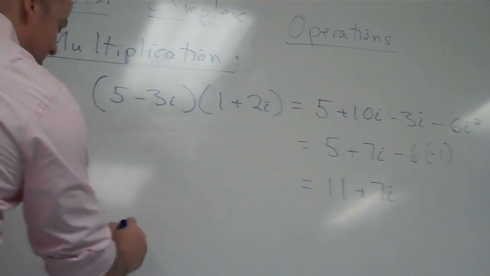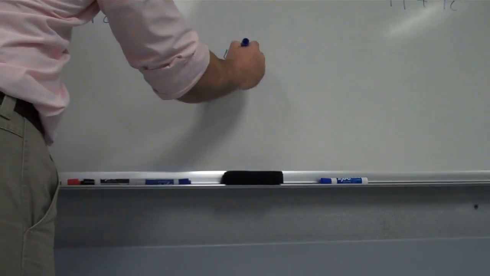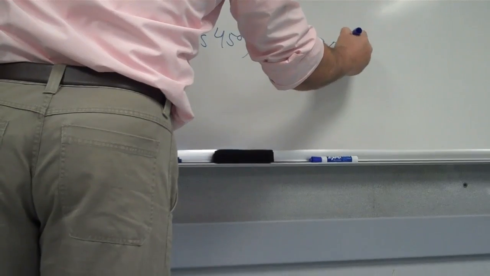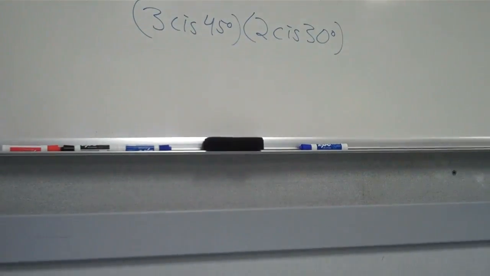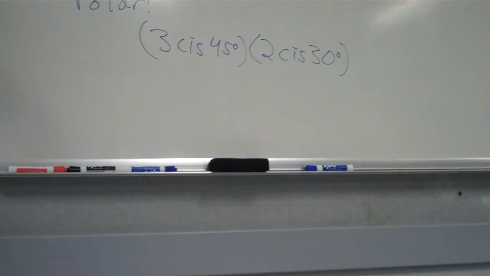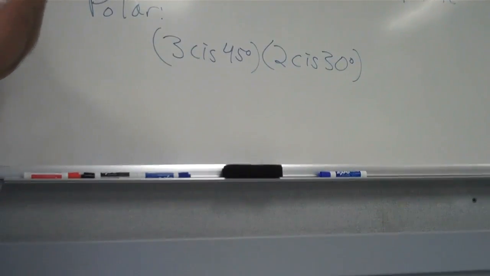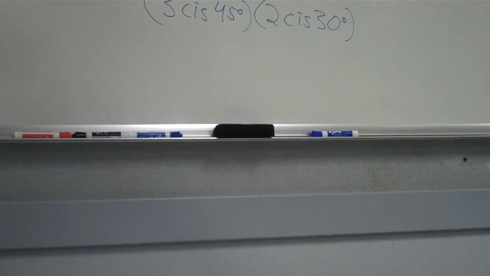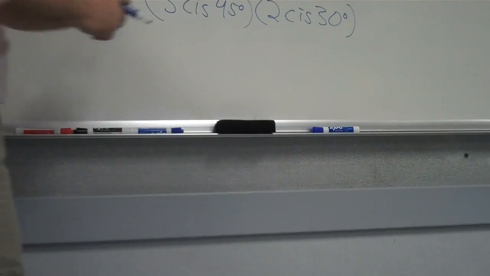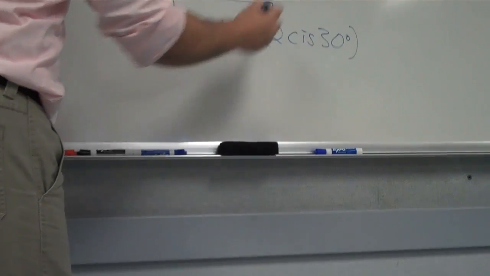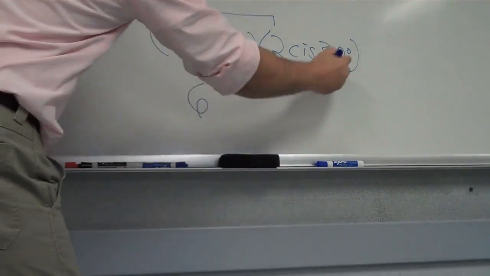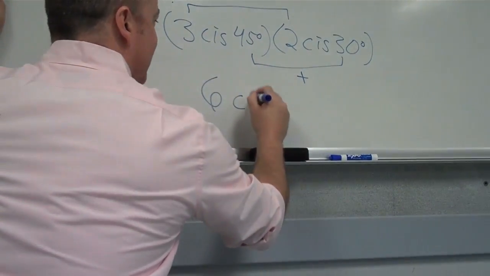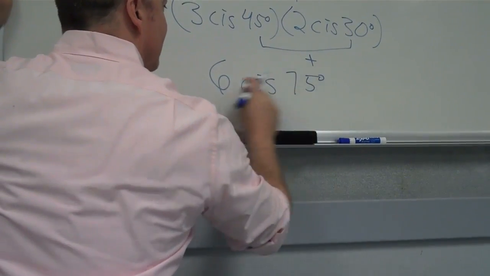In polar, what if I want to multiply 3 cis 45 times 2 cis 30? The rules I gave you yesterday for how numbers worked under that system where you use direction instead are the rules of the polar complex number system. So what you do is you multiply the numbers and add the angles, and this is 6 cis 75.